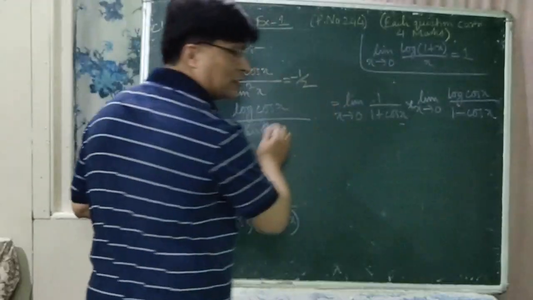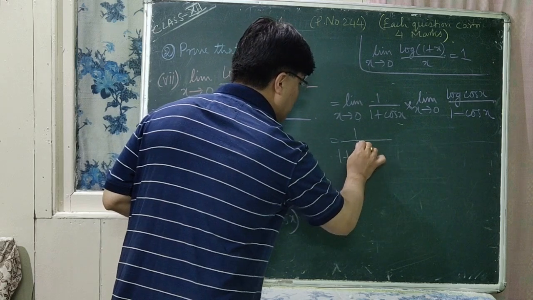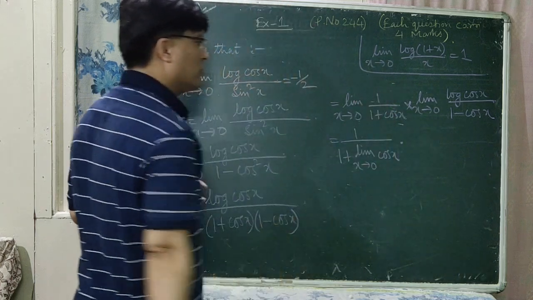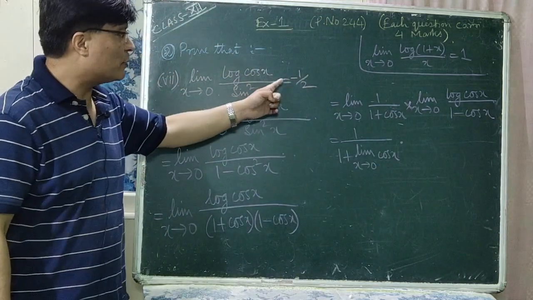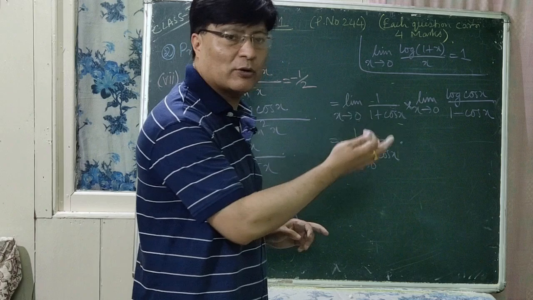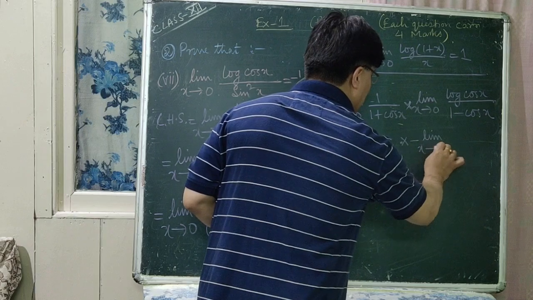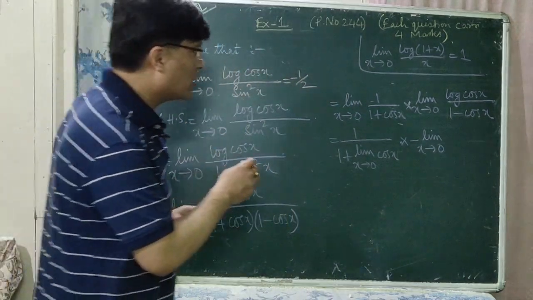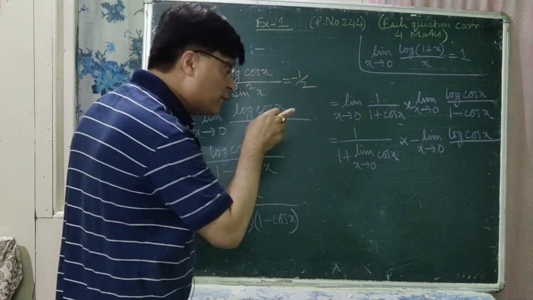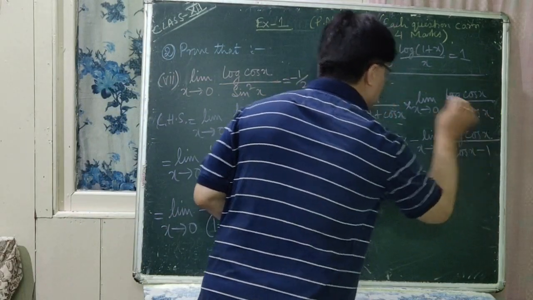That means we are getting 2 in the denominator if you put x is equal to 0. So it is equal to 1 upon 1 plus limit x tends to 0 cos x into... Now in that case, since you have to prove minus 1 upon 2, let us take minus common out here. So it will be cos x minus 1, isn't it? So into minus is taken common, limit x tends to 0, then it is log of cos x divided by, if you take minus common, this denominator now becomes cos x minus 1.